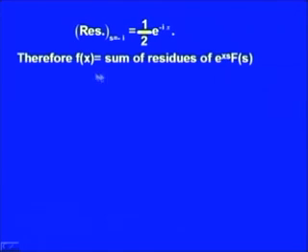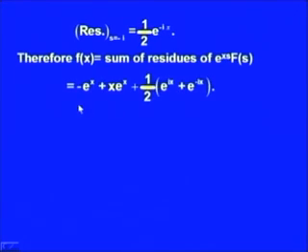So, now f x is the sum of residues of e to the power xs into f s. So, we have f x equal to minus e to the power x plus x e to the power x plus half of e to the power ix plus e to the power minus ix, and we know that half of e to the power ix plus e to the power minus ix is cos x. So, the inversion formula for the Laplace transform gives us f x equal to e to the power x into (x minus 1) plus cos x.